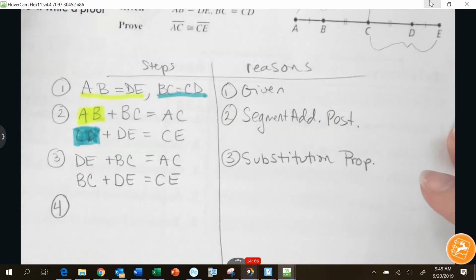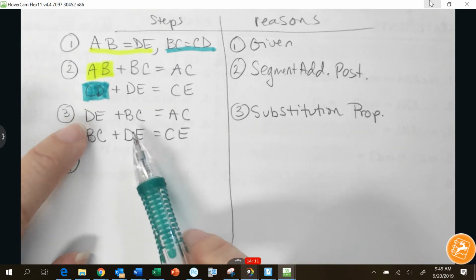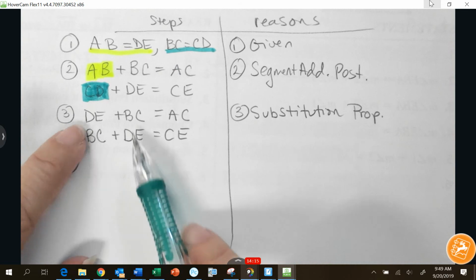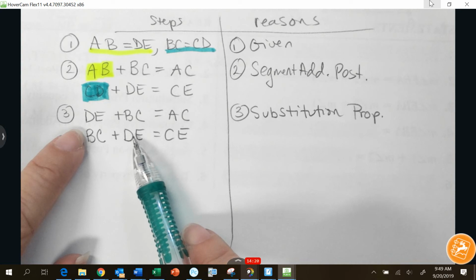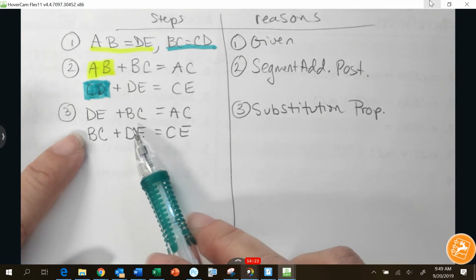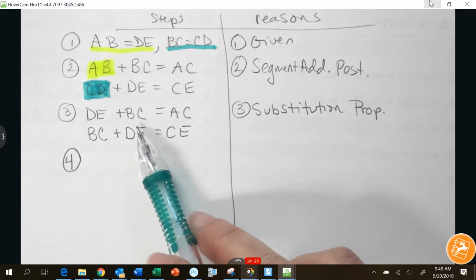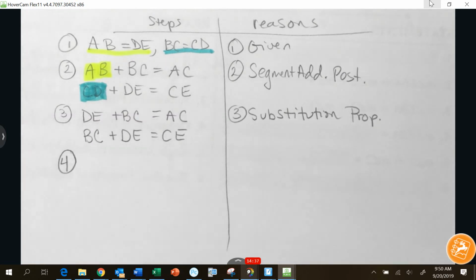Am I closer? Let's see. Do these sides look like they're the same? They're almost the same, aren't they? How are they not quite the same, but almost the same? The order? Okay, guess what? We have a property on that property sheet that allows, it's not symmetric though. I know you want to say it. It's something else. There's something that allows us to change the order.